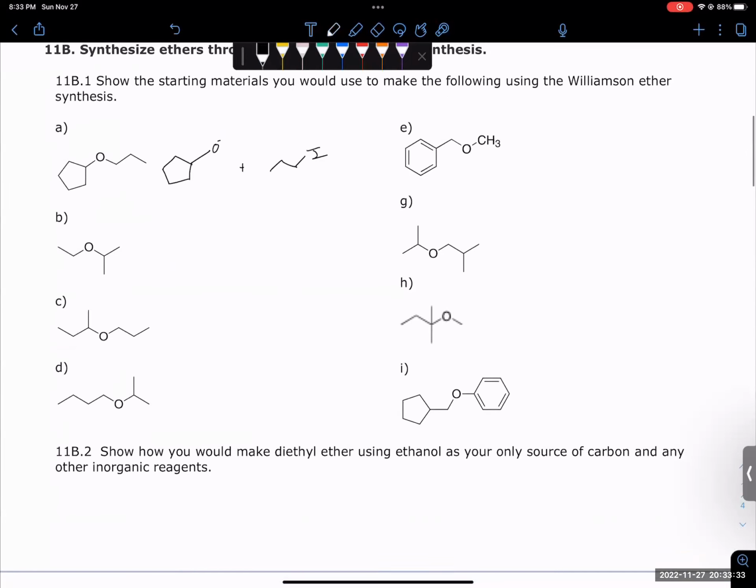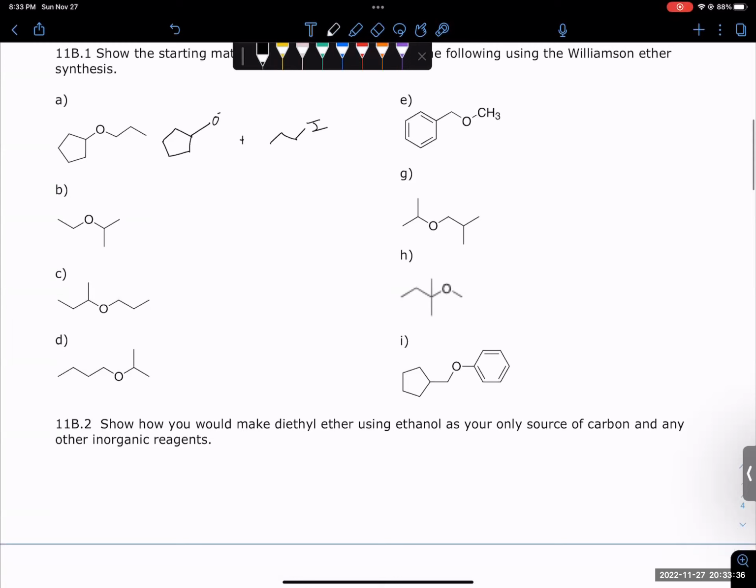For B, I'll give you a second. Okay, so these would be our starting materials. And let's just have a good leaving group. And then the O minus, all right? So you might say, okay, why didn't I put the O minus here and the I here? That's technically a correct answer, but a better answer is this one, because this one will primarily go SN2, giving you your ether as your primary product.